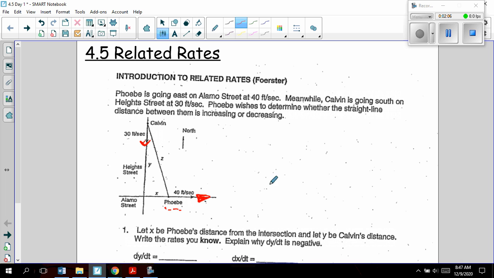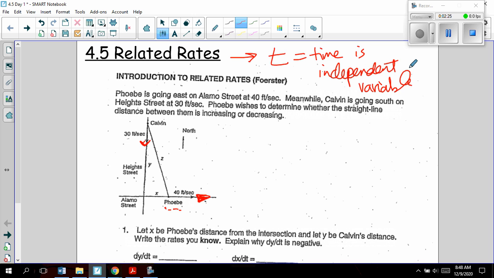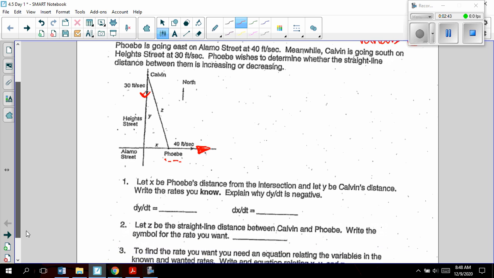So as we get into this and start looking at this, one of the very important things with related rates is time. So t, time, is your independent variable. Okay, so we're going to have Phoebe's distance changing, Kelvin's distance changing, the distance between them changing. Those are all going to change with time. And that's the case in all of our related rates. Time is your independent variable. Okay, all right, so let's start breaking this idea down and look at number 1 here.